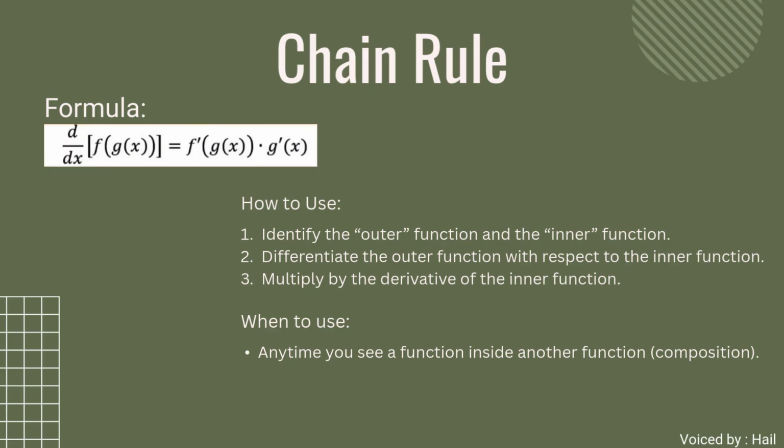Now then, I'll be explaining about chain rule. The formulation is what we are going to use for chain rule. Chain rule will be used anytime we see a function inside another function, or in simpler words, a composite function. To use a chain rule, we need to first identify the outer and the inner function. Then, we need to differentiate the outer function with respect to the inner function. Afterward, we will multiply the differentiated outer function with the derivative of the inner function.